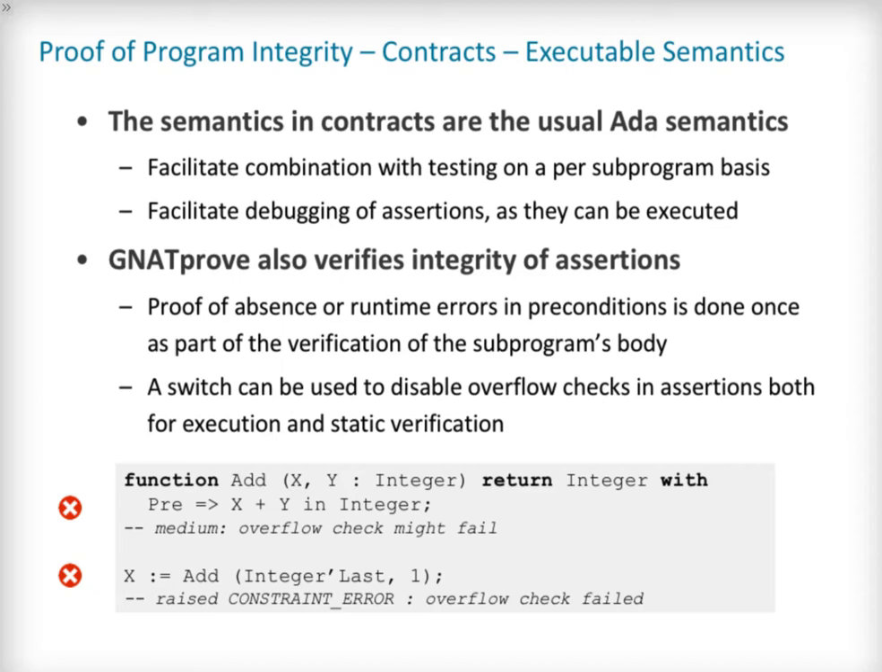This semantic may sometimes be considered too heavy, in particular regarding overflow checks. For example, we tried specifying an appropriate precondition for the function Add that would avoid overflows in its body when computing the addition of X and Y. Unfortunately, as expressions in assertions have the regular Ada semantics, GNATprove complains that an error may be raised while checking Add's precondition. This is legitimate, as we may see by calling Add on Integer'Last and 1.